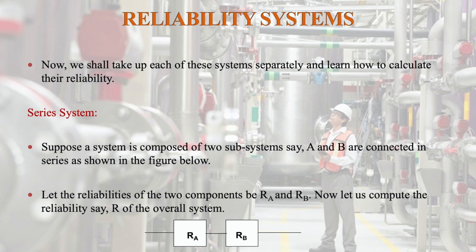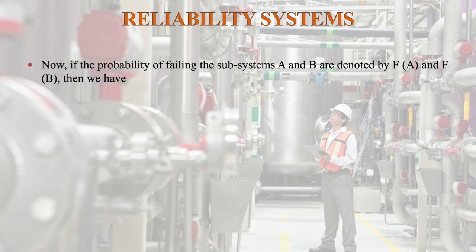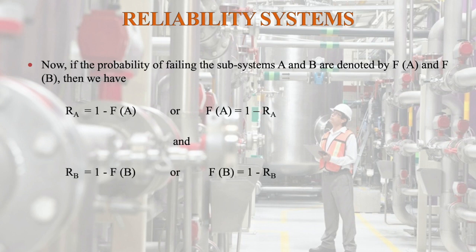So there is a system, and this system has two components which have reliability RA and reliability RB. To find the final overall reliability, R, that is equal to... Now if the probabilities of failure of the subsystems A and B are denoted by FA and FB, then we have RA is equal to 1 minus FA, or FA is equal to 1 minus RA. And for the second component, RB is equal to 1 minus FB, or FB is equal to 1 minus RB.